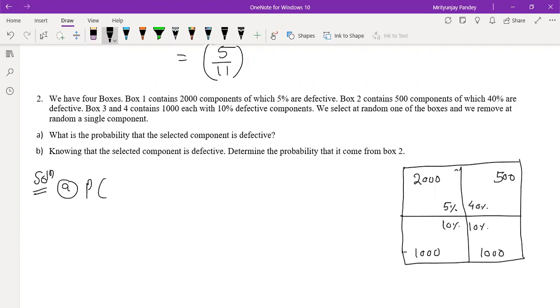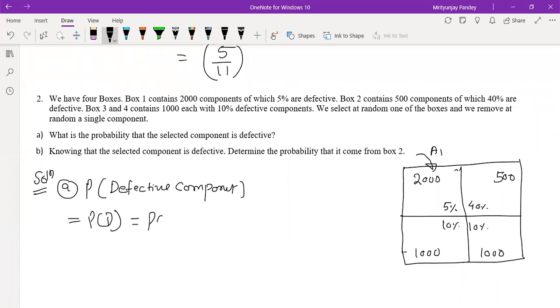So what is your first part? Yes, what is the probability that the selected component is defective? The probability of defective component you have to calculate, I mean P of D. Is it clear? So what is your next step? First of all, you have to choose box 1. Suppose that the name of box 1 is A1.